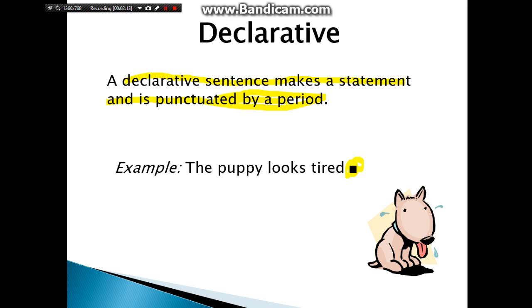The example is the puppy looks tired. You are simply stating a fact. If you have a better declarative sentence you can write, by all means, feel free to write it. Pause this. When you're done taking notes, unpause.